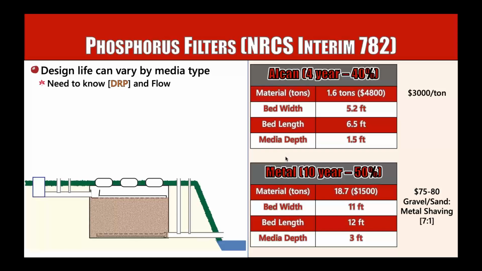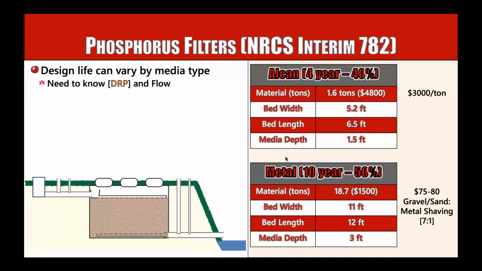One of the important aspects of these phosphorus filters is that they're relatively expensive. They're much more than a buffer strip or drainage water management. You're actually putting in a large structure in the ground and putting media inside that. There's a good bit of plumbing and engineering, as you see here. The largest amount of the cost often is the media, and we're using two different types of media here.